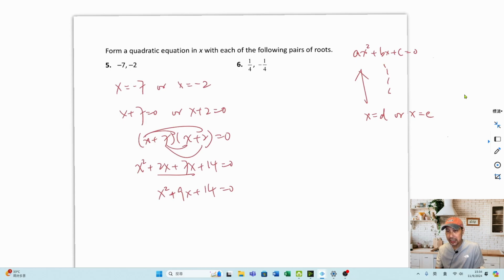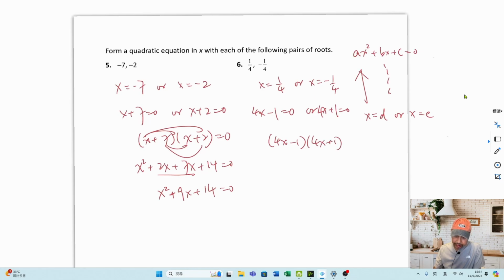In question number 6, we are given these two answers. Okay, x is 1 over 4, or x is equal to negative 1 over 4. Multiply by 4 times x, and move 1 to the right hand side. 4x plus 1 is 0. And then 4x minus 1, 4x plus 1.